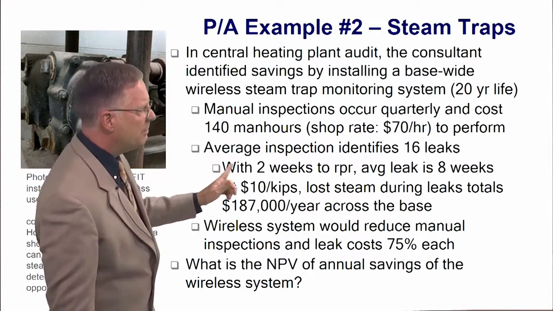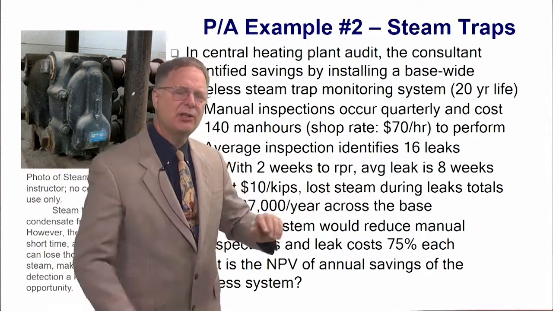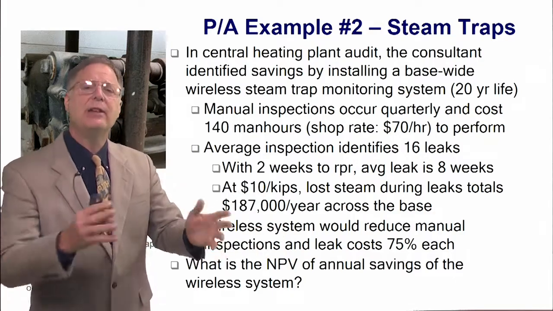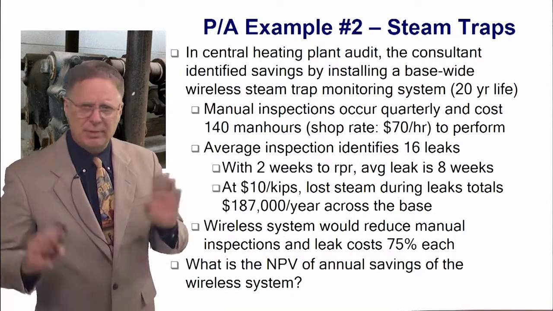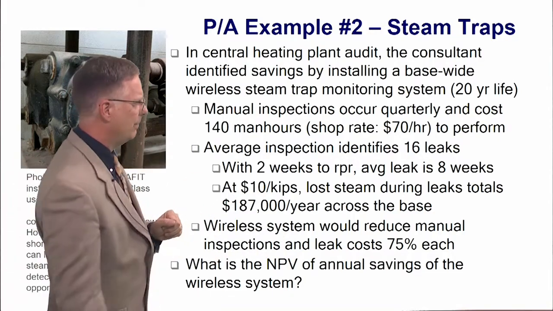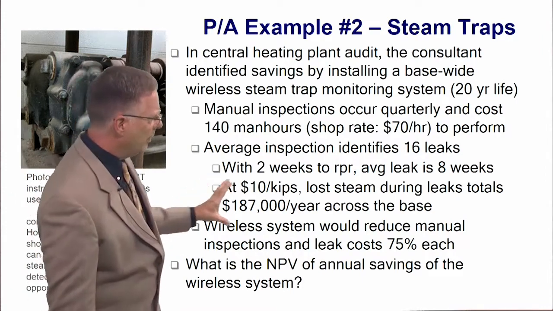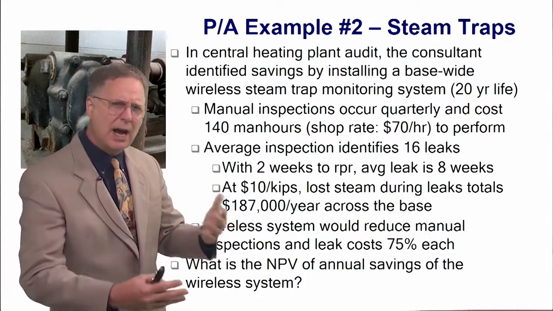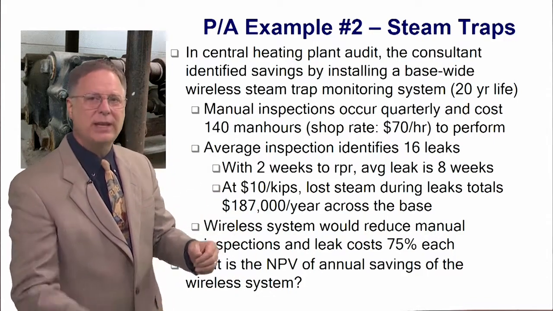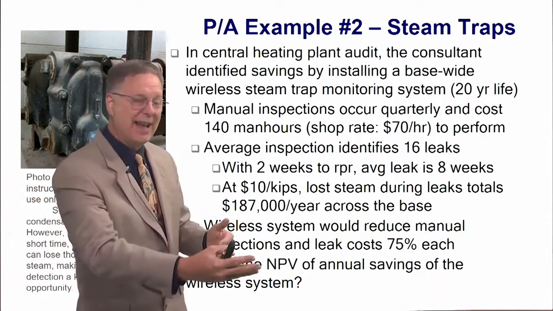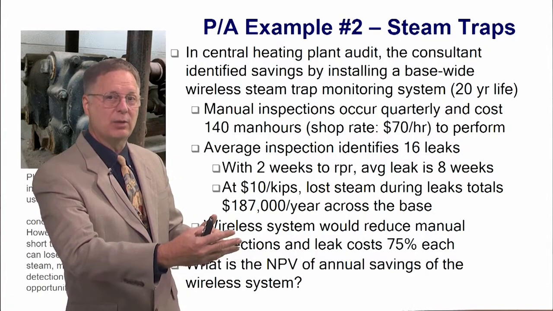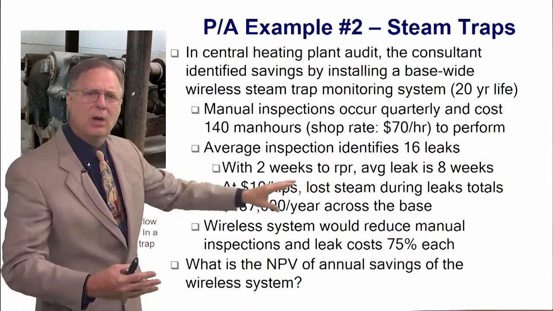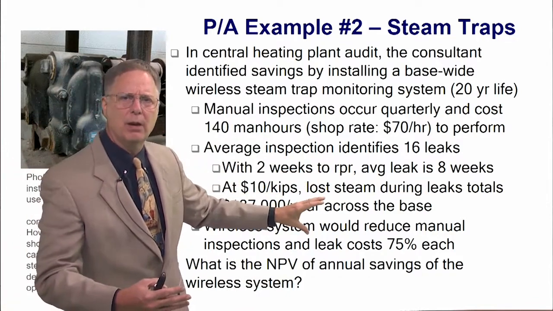Now, the average inspection identifies about 16 leaks. You've got hundreds of these things across the base, maybe even thousands of these things, and you find out that there's 16 on any particular quarter that have leaked. We figured out what the cost of that is, how much steam we've lost over that 6-week time period. Remember, on average 6 weeks, plus the average of 2 weeks to get a team out there to repair it. So we've got a lifespan of about 8 weeks per leak. We've figured out what that cost is per year.